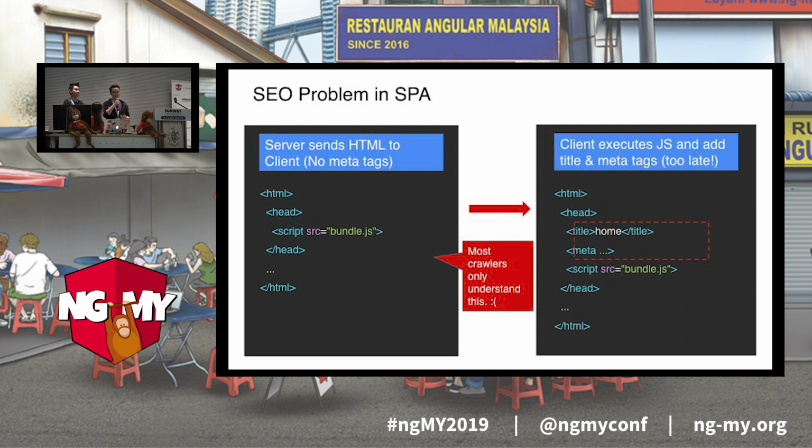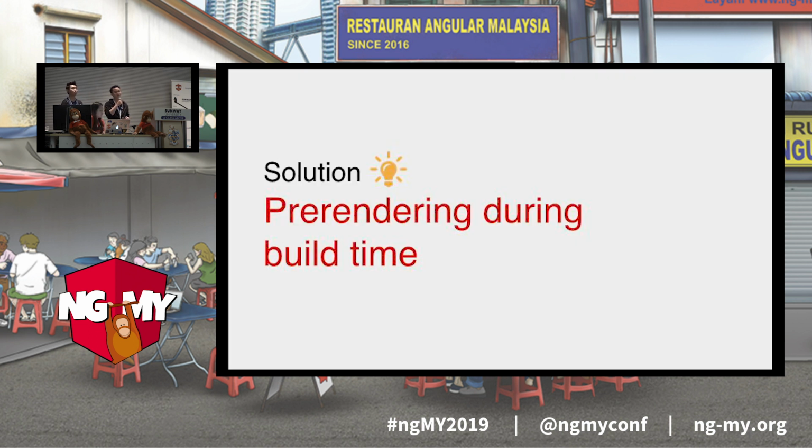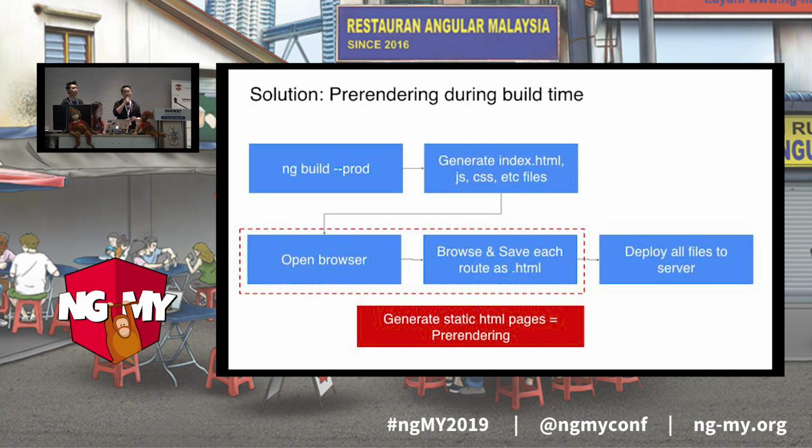the Google crawler is a bit too late to crawl because during that time the meta tag is not displaying. So to counter this issue, we have one solution, that is we pre-render the website during the build time. So when we trigger the build, normally the CLI will help us to build the files, JS bundle, the index.html, JS and CSS and so on.